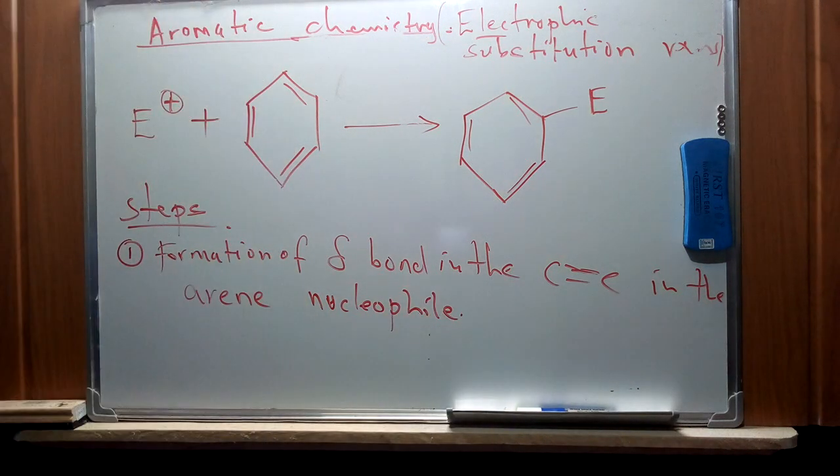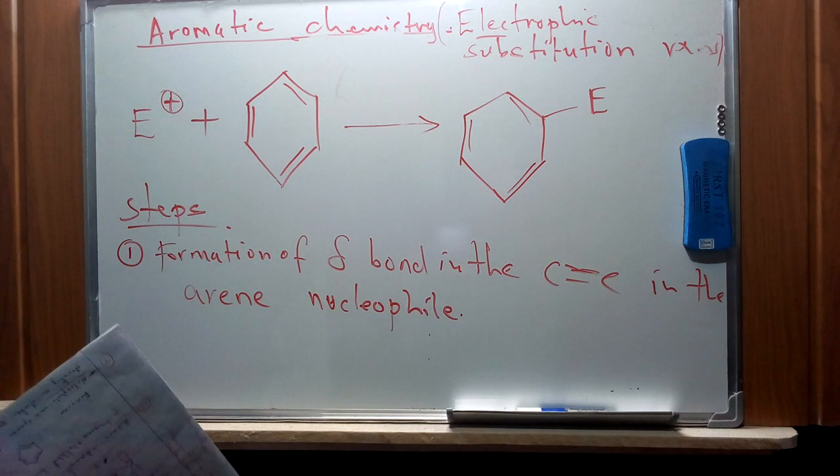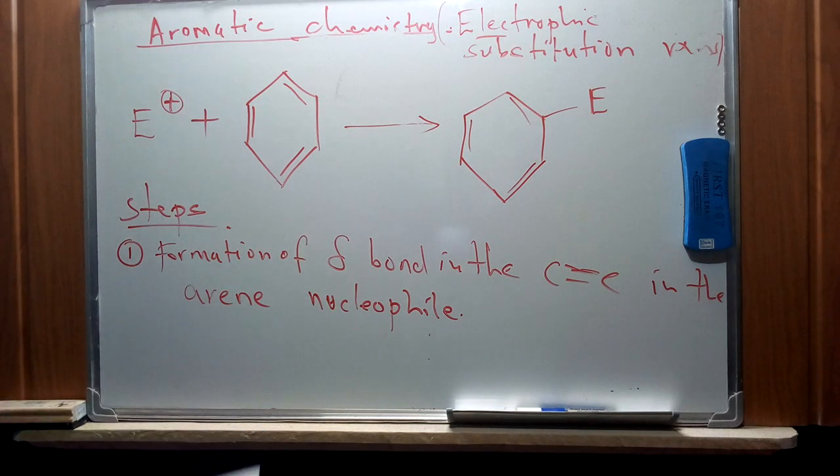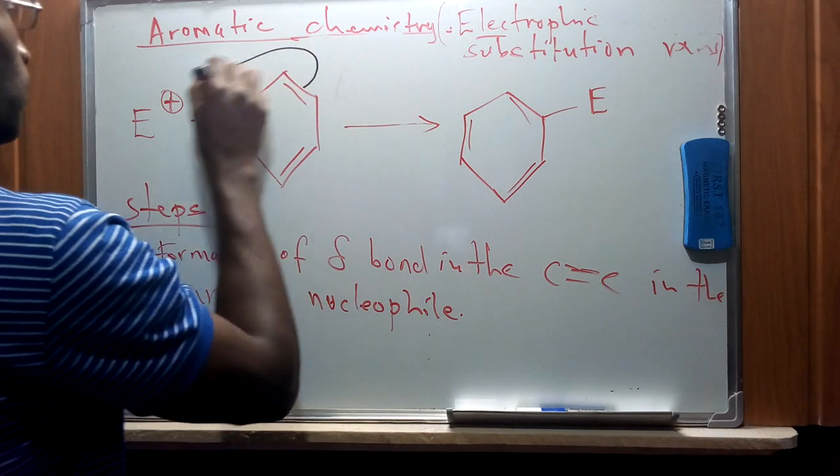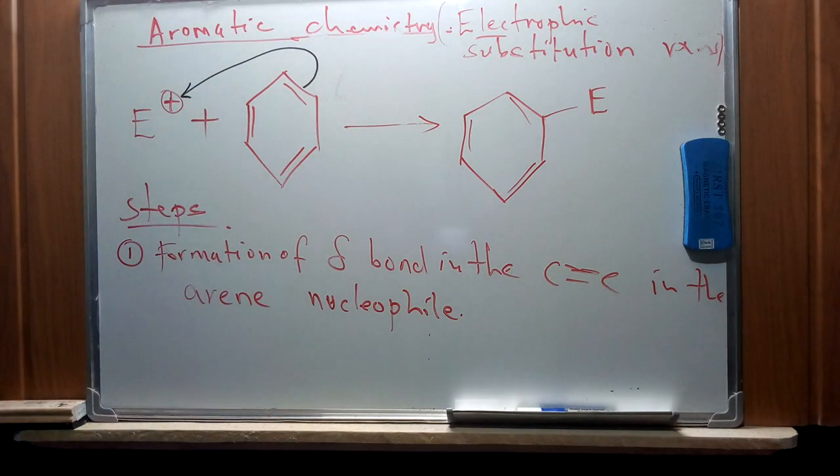So this is an electron-rich species that is interacting with an electron-poor species. In this case, we're going to talk about reaction mechanisms, and we're going to see that a reaction mechanism is a stepwise procedure that happens from the reactants to the product. This first step implies that this part of the arene molecule interacts with that one in order to form what we call a sigma bond that we have already talked about.